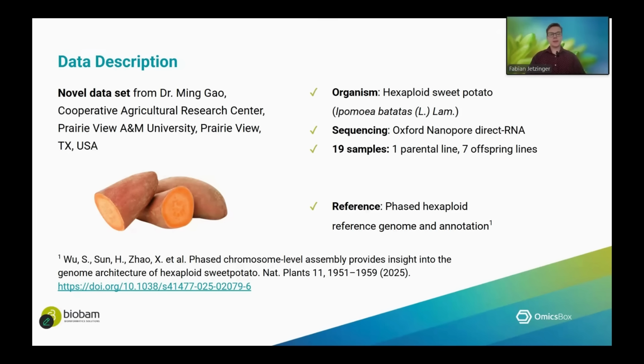So the dataset is, of course, hexaploid sweet potato, sequenced with Oxford Nanopore direct RNA, and we have in total 19 samples, which are split across one parental line and 7 different offspring lines. And thanks to a recent publication in Nature Plants, we also have available a phased hexaploid reference genome and annotation, which we will be making use of in our analysis.